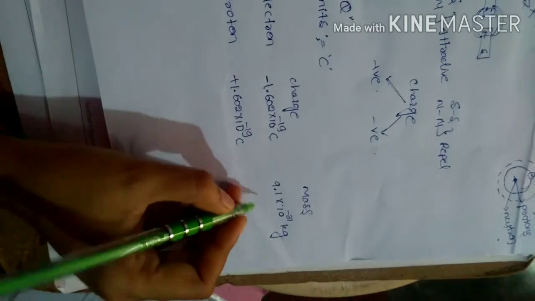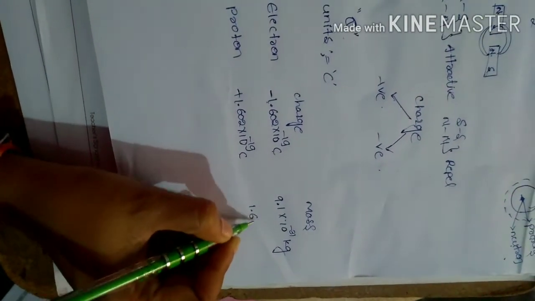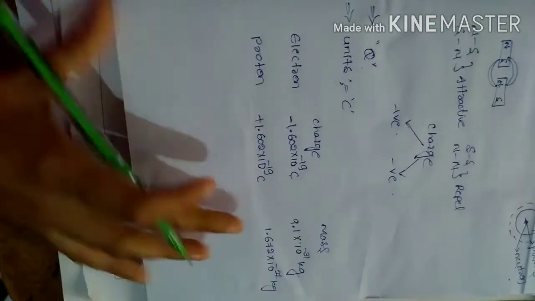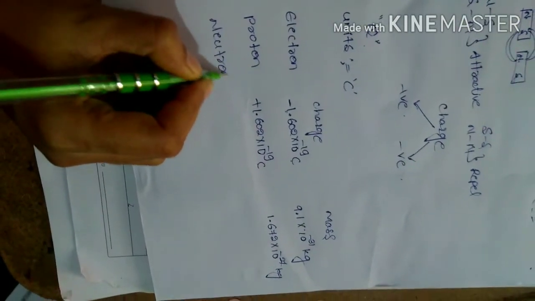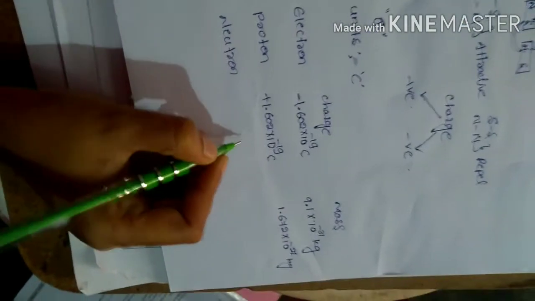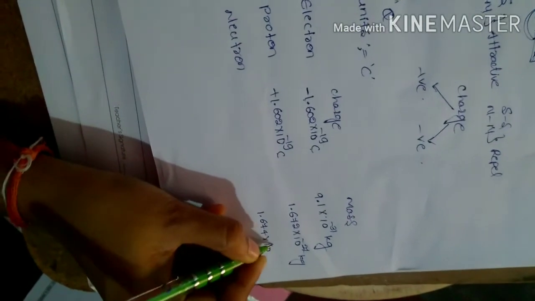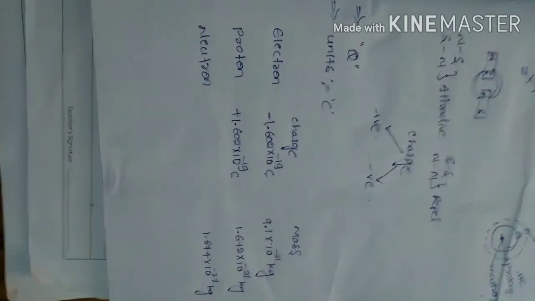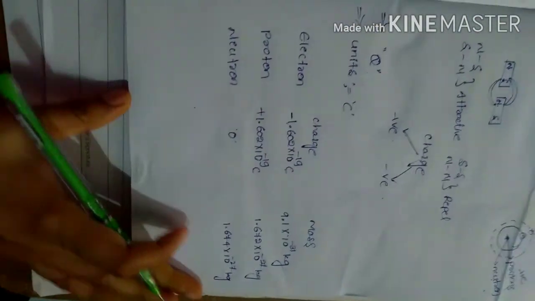Okay, next, mass of the proton. The mass of the proton is 1.672 into 10 to the power of minus 27 kgs. Okay, next one is neutron. Neutron mass is 1.674 into 10 to the power of minus 27 kgs. Okay, what is the charge of neutron? Neutrons having no charge, right? Zero charge. So, 0.